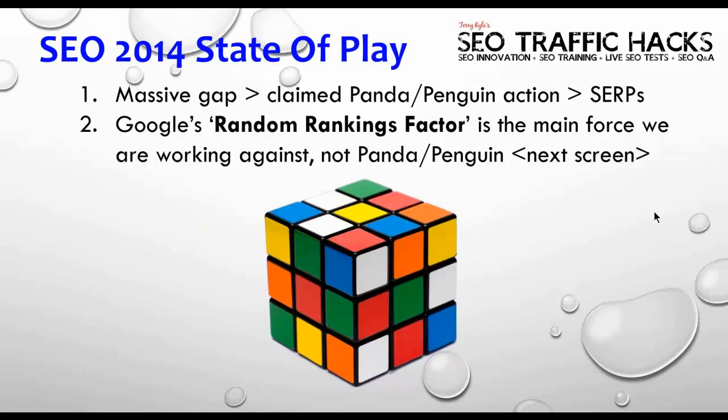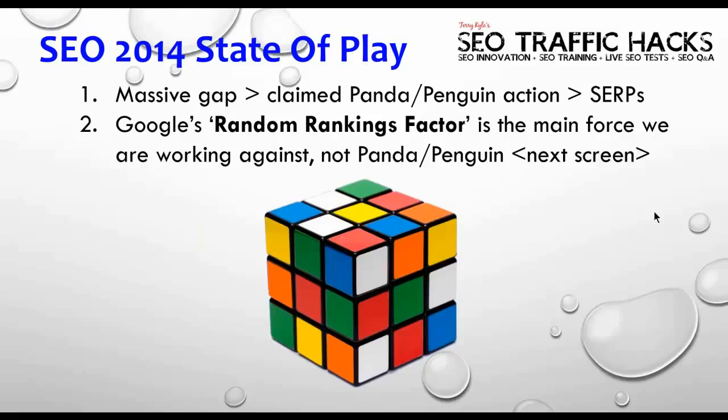My most recent thinking on things like Penguin and Panda, and this is all coming out of a lot of very fresh testing from the last week or 2, which has been very, very revealing, is that what's really at work a lot of the time in our SEO campaigns, and particularly our SEO failures, is not so much Panda or Penguin action, but more like what I call a random rankings factor that's programmed into Google.